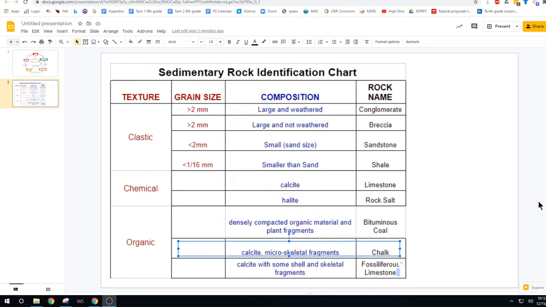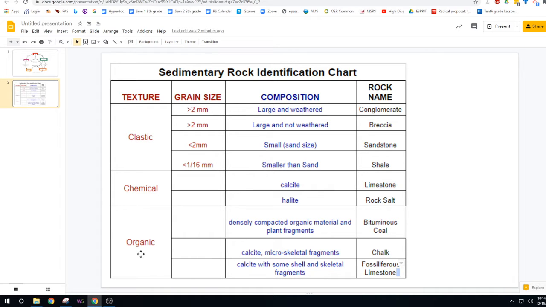Sedimentary Rock Lab. As we take a look at this, we are first going to identify the sedimentary rock by its type or texture. We have clastic, chemical, organic. If it's clastic, that means that it's smaller ones that have been put together. We have conglomerates, sandstone, and shale. If it's chemical, this means that it's been precipitated out, and we have limestone and rock salt.